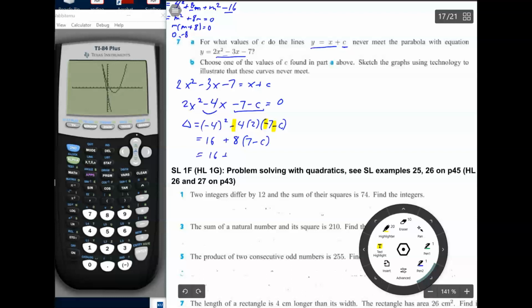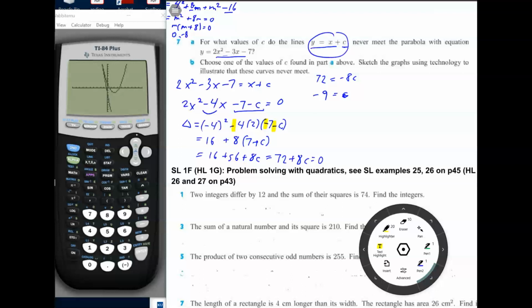And then I'm going to expand this, so 16 plus 56 minus 8c, that'll be plus c actually. And then this would be equal to 56 plus 16, which is 72 plus 8c equals 0. So what values of c would make that 0? 72 equals negative 8c. c is equal to 72 divided by negative 8, which would be negative 9. So c is equal to negative 9 is when the line is tangent to the parabola.